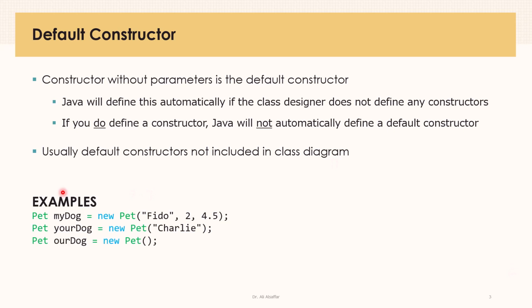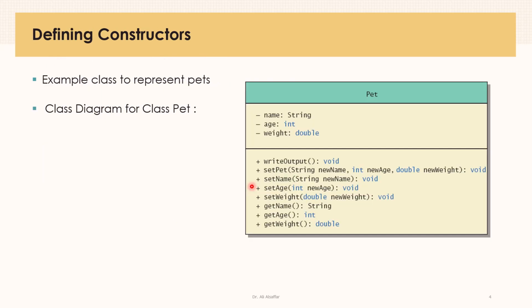Now, take a look at this example. The name of the class is called Pet, and this class has 3 constructors. See what comes after new? It is the same name as the class, so this is the constructor. The first constructor has 3 parameters. The first is a string, second is an integer, third is a double. The second constructor has only one parameter, which is a string, and the third constructor has no parameters, and this constructor is called the default constructor.